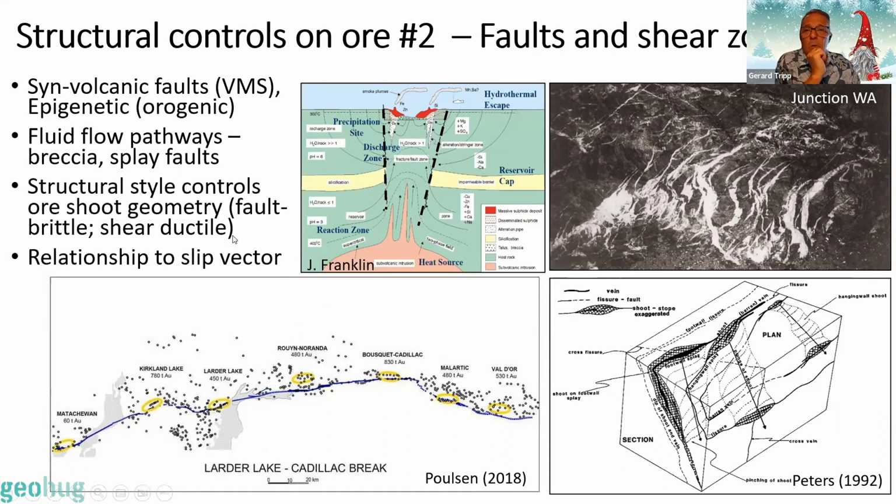The second one is the really obvious one: faults and shear zones are generally the channelways through which we get ore bodies developed, and that can be in the synvolcanic environment. So VMS on the seafloor through here. The synvolcanic fault is the primary pathway. So the heat source is dragging down hypersaline fluids, stripping metals out of the sequence, and focusing them back up the synvolcanic faults with synvolcanic intrusions and precipitating massive sulfides at the seafloor.